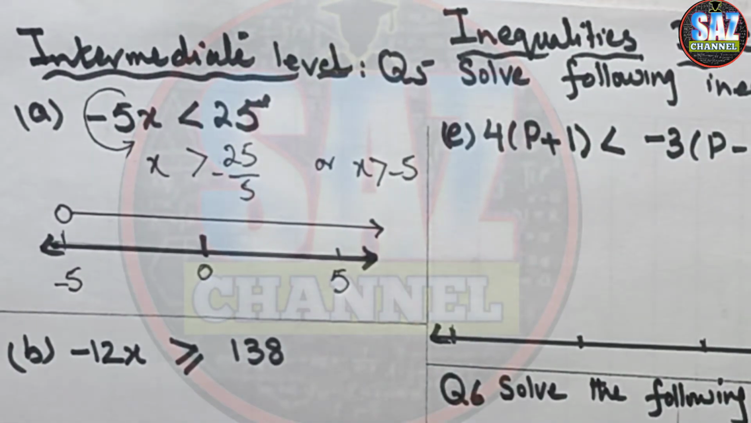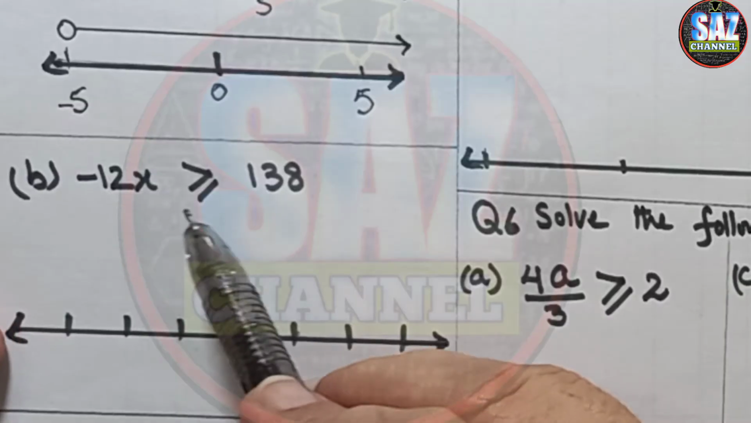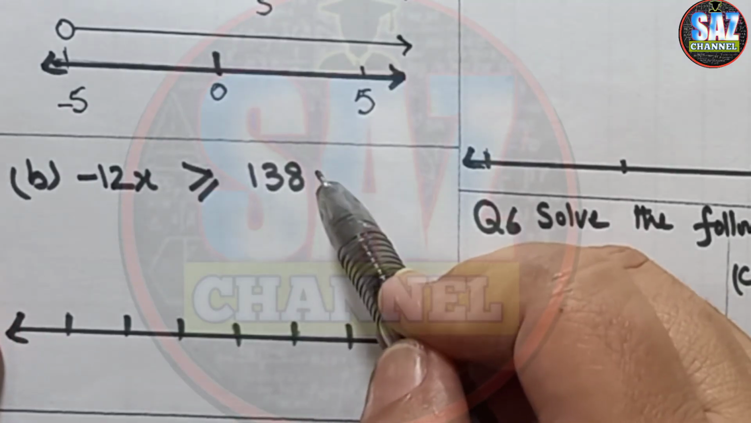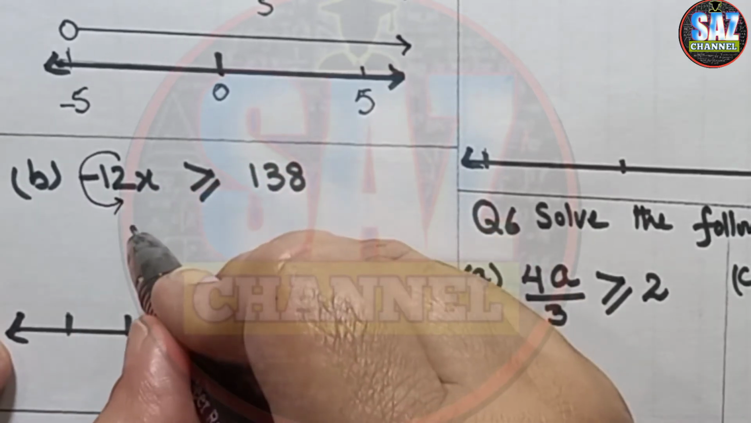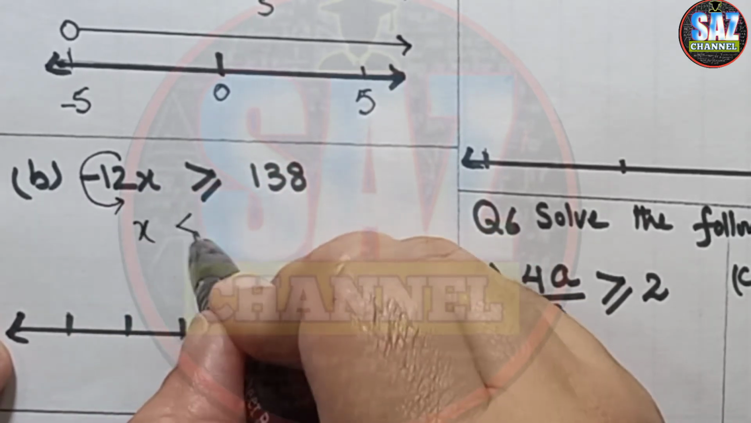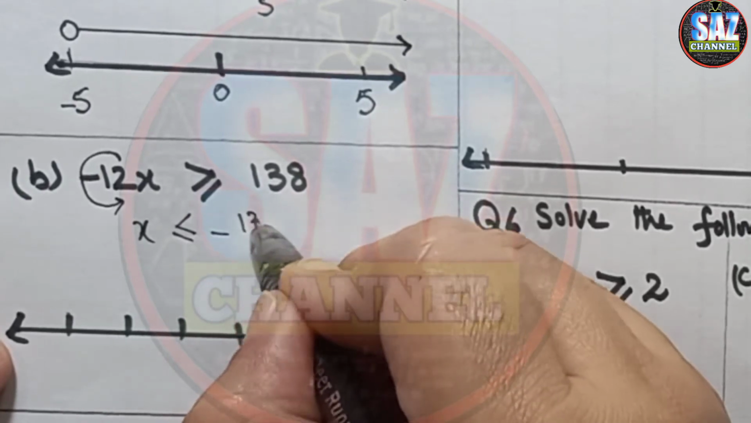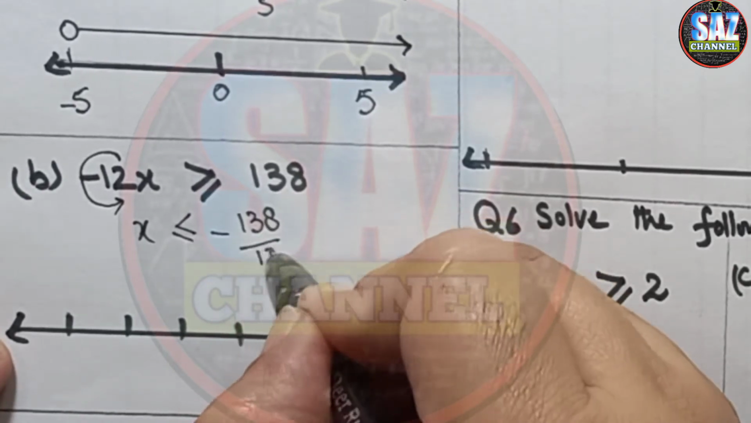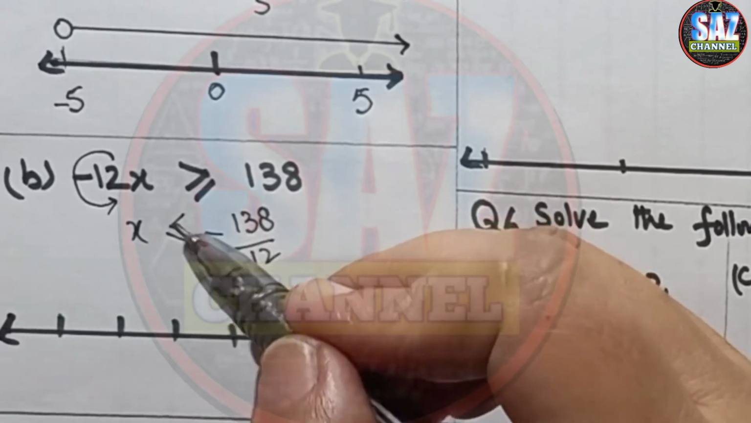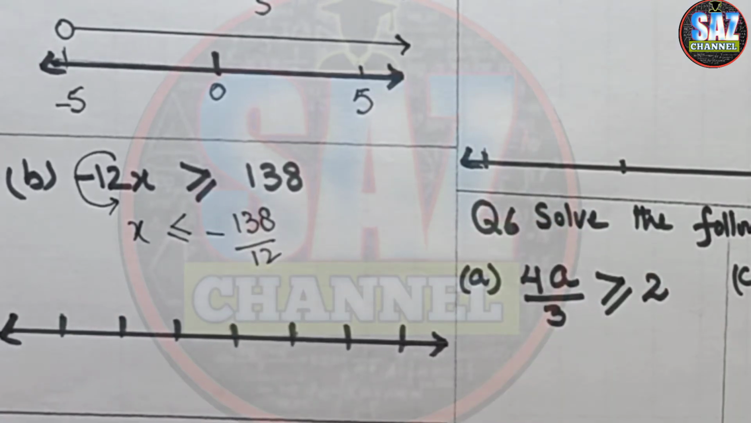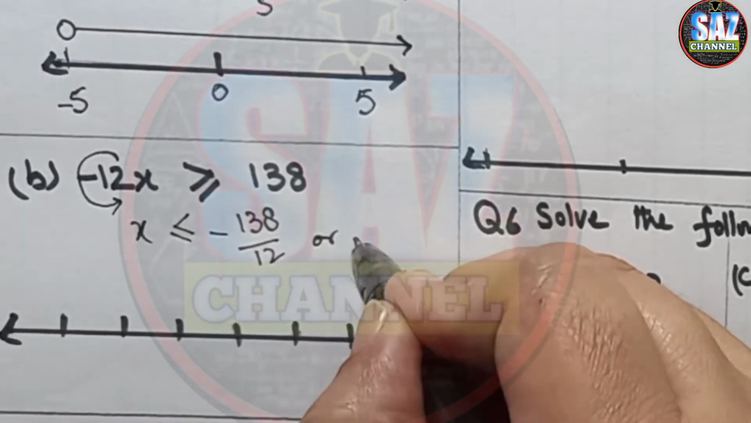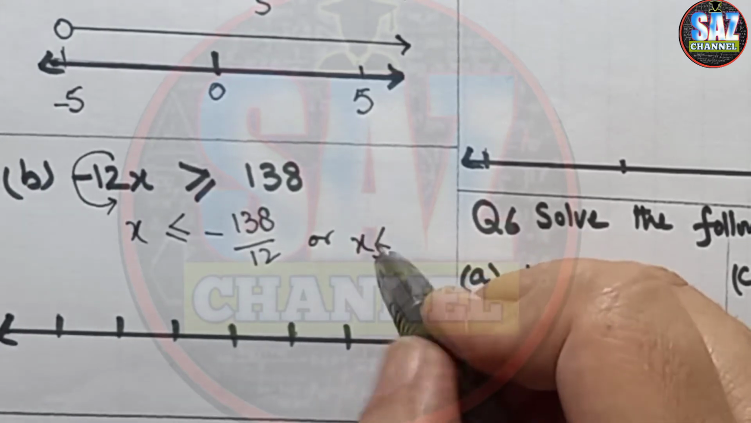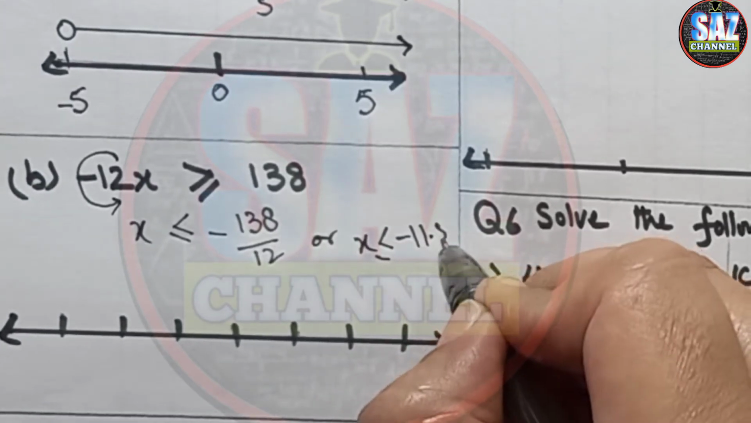Let's move to the next part of the question, that is minus 12x is greater than or equal to 138. I have to shift this minus 12 to other side, and x will be less than or equal to minus 138 by 12. 8 and 3, 11 and 1, 12. Yes, we can divide it by 3. 138 divided by 12 will give me 11.5, or x is less than or equal to minus 11.5.